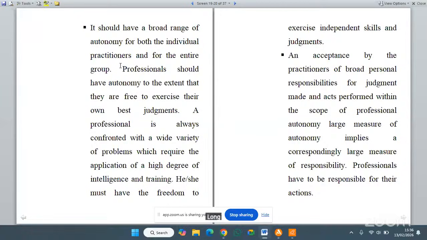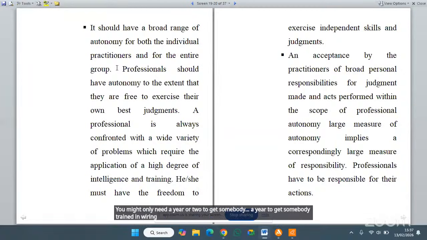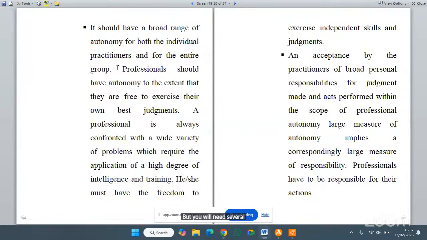Long period of time. But non-professionals, it takes a short period of time. You might only need a year or two to get somebody trained in wiring to become an electrician. But you will need several years, 6 years, to have an architect. So a profession takes a longer period of preparation in specialized training.